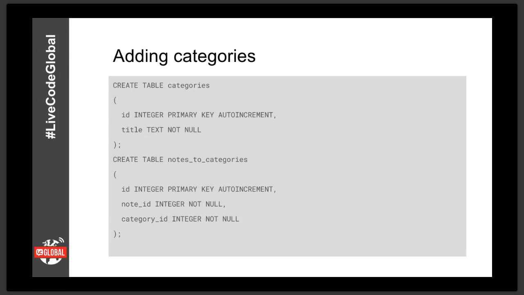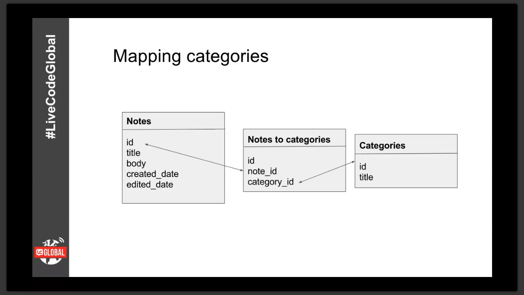We create a table categories, which again is just like we've seen before, ID and title. And then we create a table of notes to categories, which has an ID, which again, as we've seen before, but this time it has a note ID and a category ID. Now, this is a little different from what we saw with attachments. This is using a third table, which is an in-between table. So in our little diagram here, we've got our notes on the left-hand side, and our categories on the right-hand side here, which just has an ID and a title. But this time we've got an intermediate table in the middle, which performs the mapping.